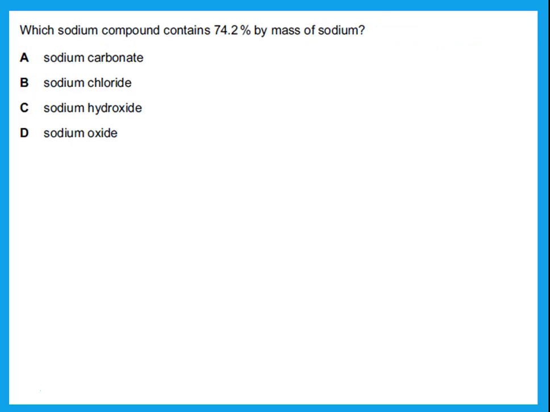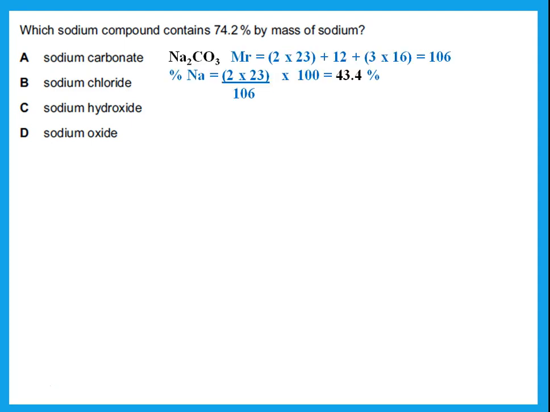Okay. Which sodium compound contains 74.2% by mass of sodium? Okay, how do we get percent by mass of something? If I have a compound like sodium carbonate and I calculate the molecular mass of sodium carbonate, then the percent of sodium will be the part of the sodium over the total times 100. So let's take a look at this. Sodium carbonate, the total molecular mass of sodium carbonate is 106. So the percent sodium is the part of the sodium, and remember that in sodium carbonate I have 2 sodiums.